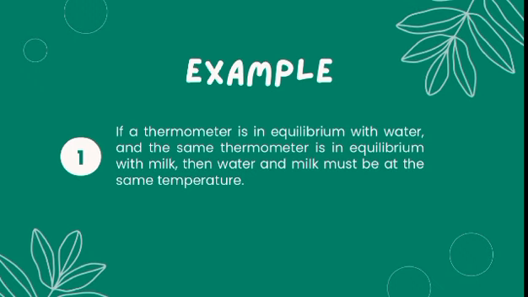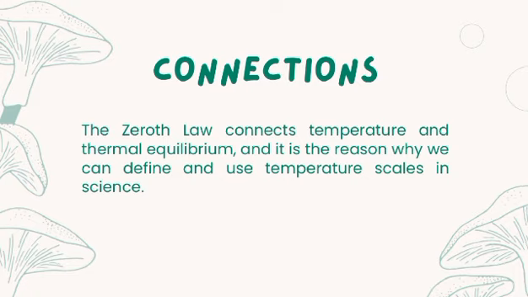So, here is an example to make it clearer. If a thermometer is in equilibrium with water, and the same thermometer is also in equilibrium with milk, then it means that water and milk are at the same temperature. This simple idea shows how temperature comparison works in real life. The Zeroth law basically connects temperature and thermal equilibrium.